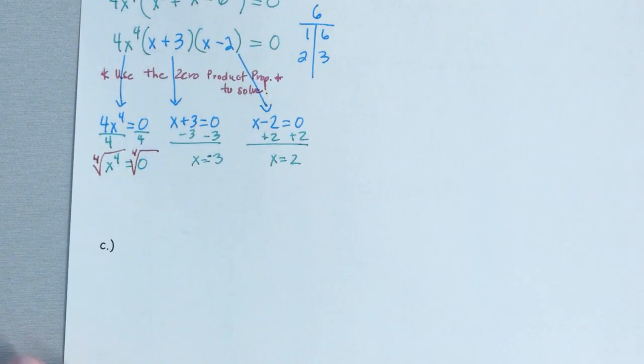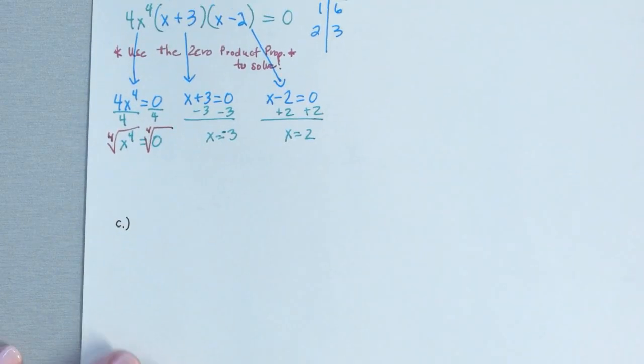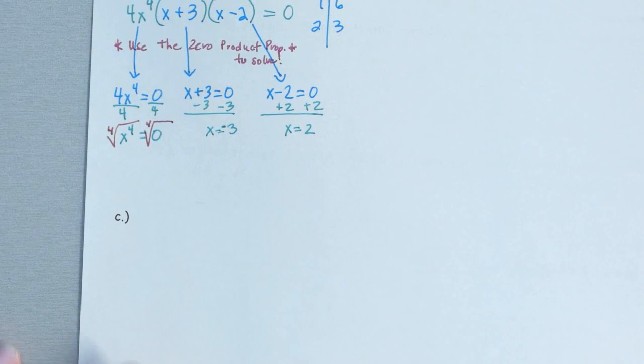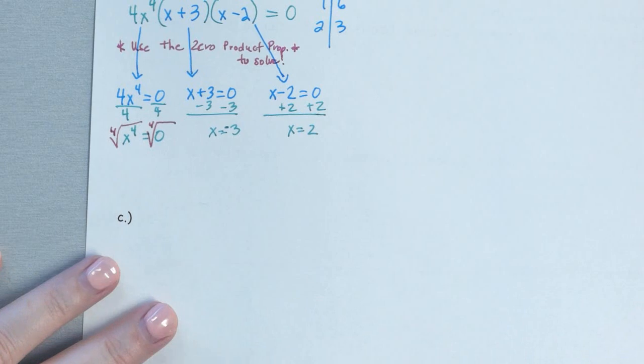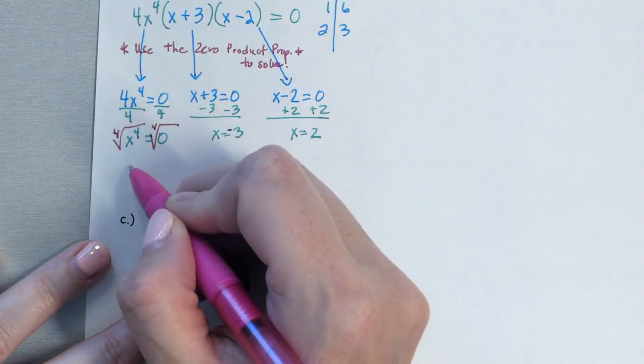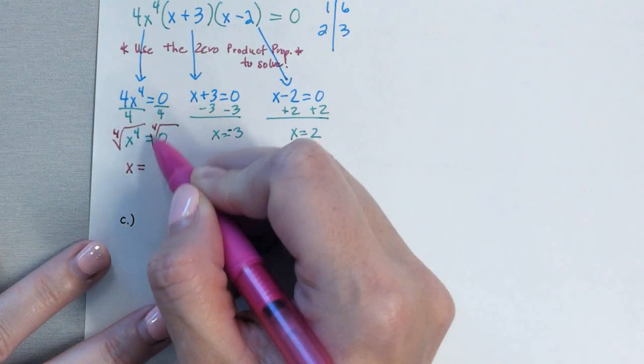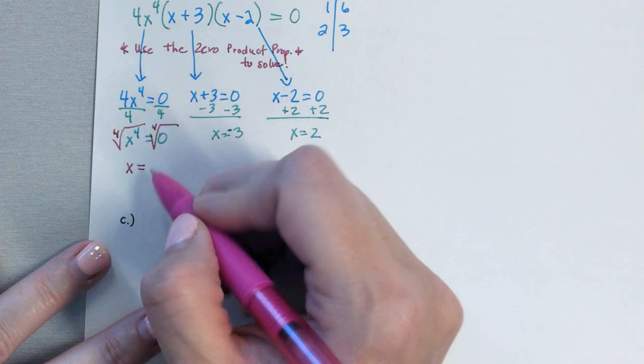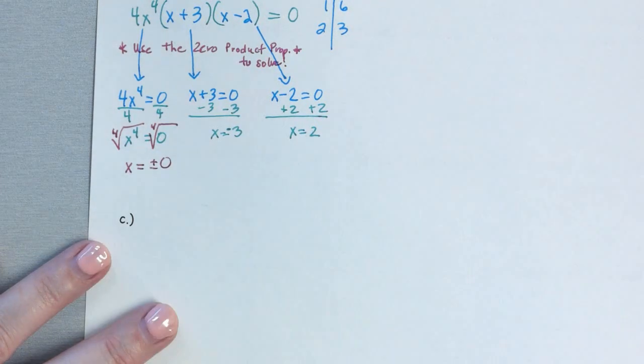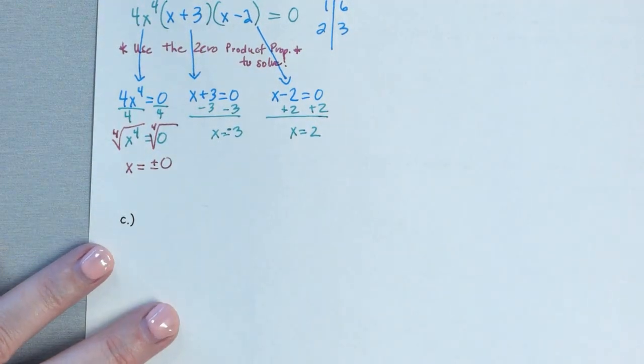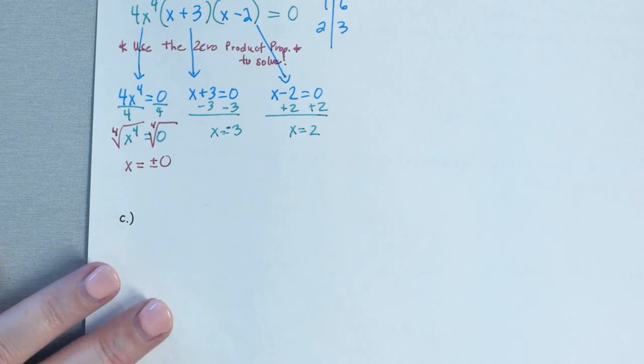Okay, so just like with x squared, you take the square root. If it's to the 4th power, you take the 4th root. If it's to the 3rd power, you take the 3rd root. And then remember, when you are taking this root, if it's an even root, you do want to put the plus or minus. But because it is 0, you don't have to include that.